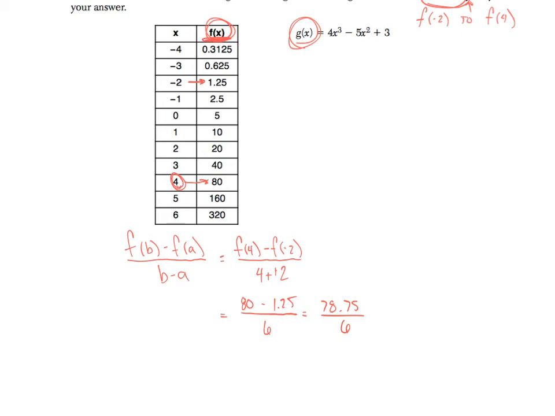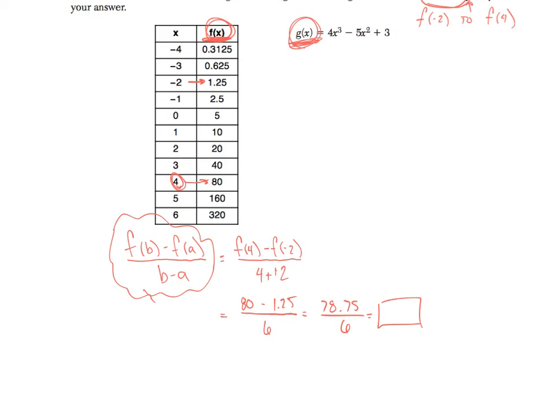Now that you have 78.75 over 6, you'll have to do that division. That will equal a number. And then you'll have to do the same process for g of x. But g of x is going to be more like what we did in class, right? So you're going to still use the same formula, but instead of doing f of 4 and f of -2, you're going to do g of 4 and g of -2.